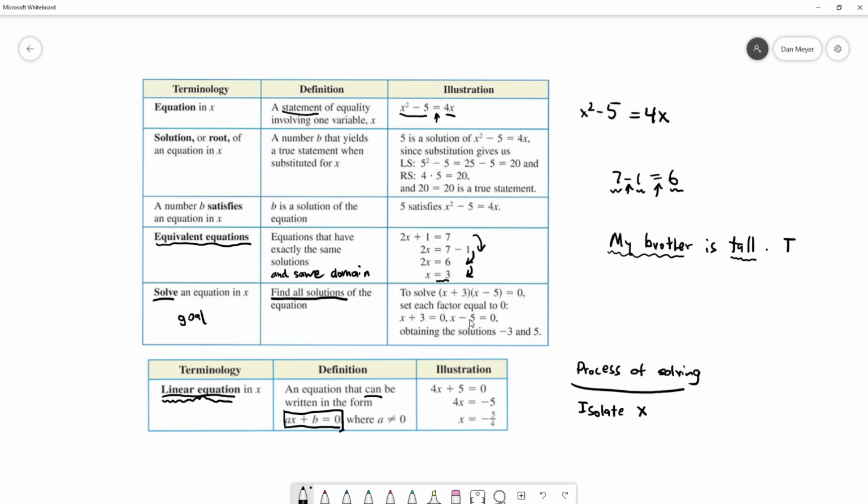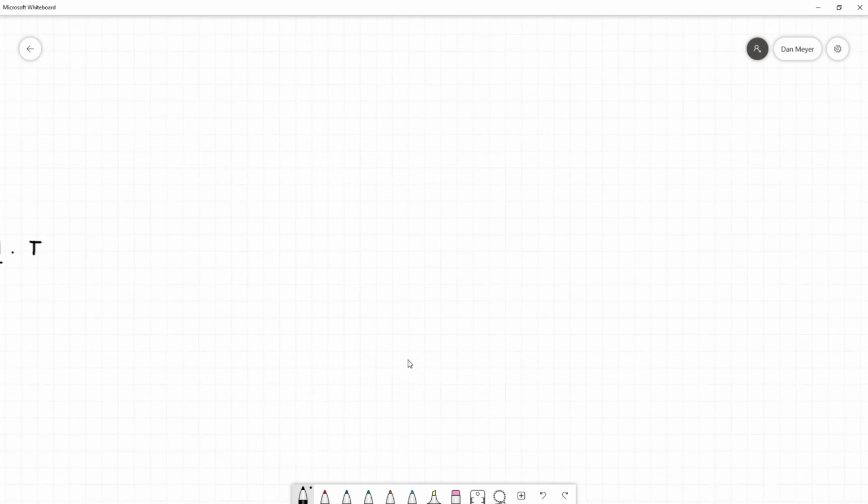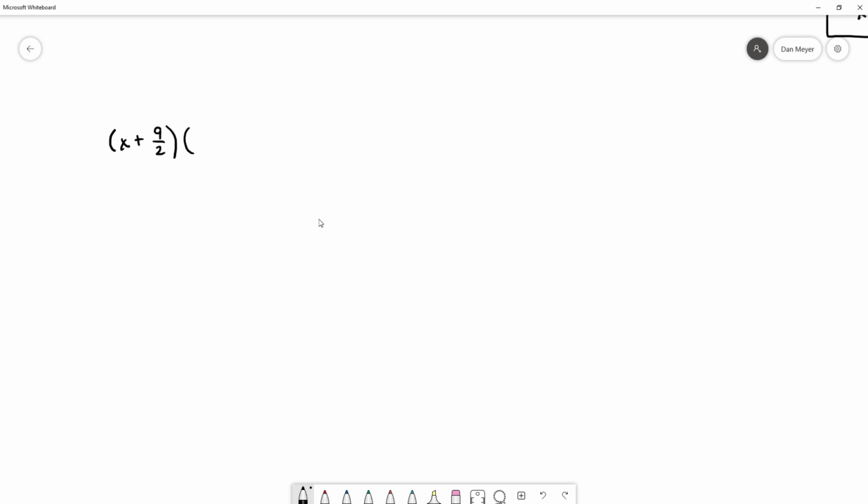So, an example. Let's go ahead and do an example here. Now this is going to be one that's a little bit more challenging than some of the ones that they showed in the video. But there's a reason. So x plus 9/2 times 2/3 x minus 1/2 is equal to 2/3 x squared plus 1/6. All right, so there's an equation. There's a statement of equality, an equation in the variable x.